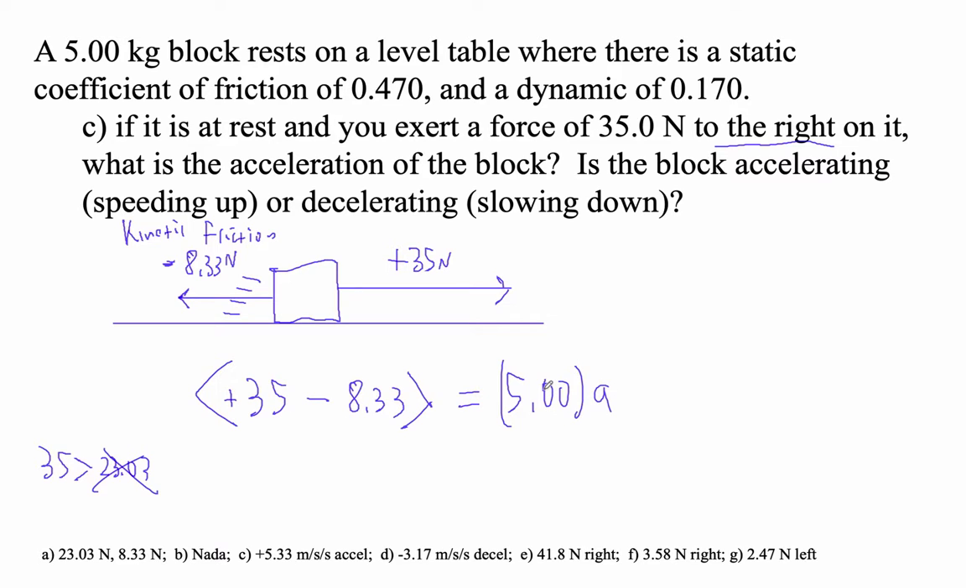So I'm going to go 35 minus 8.33, 26.67 equals 5a. Okay, so divide by 5. And I get that the acceleration is positive 5.334 meters per second squared.